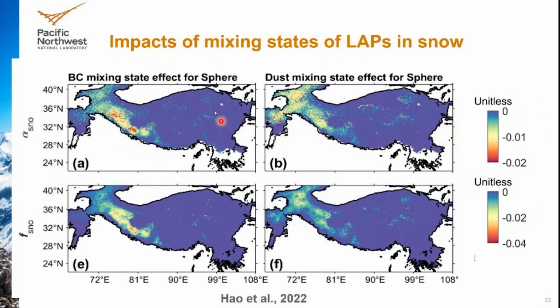This is the result for how the mixing state can affect the snow albedo and the snow cover fraction. We calculate this mixing state effect as the difference between internal and external mixing. This value is negative, which means internal mixing can reduce snow albedo more than external mixing. Both the black carbon and dust mixing states can affect the snow albedo.